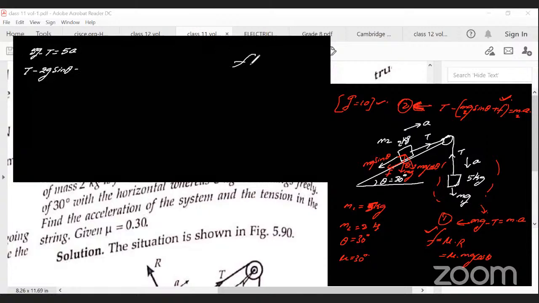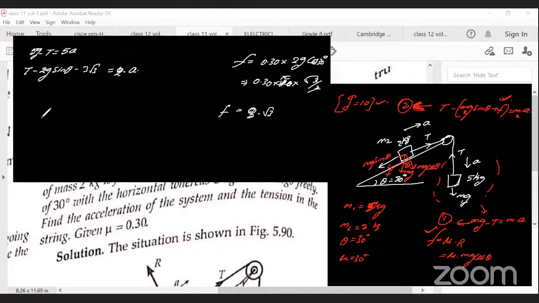F is nothing but your mu value 0.30 into m, which is 2g, into cos 30 degrees. This is your frictional force, which is equal to 0.30 into 20 into cos 30. What is the value of cos 30? Root 3 by 2. Here I take g as 10, and the 2 will get cancelled. So it is 0.30, which is 3 into root 3, multiplied with 10. 3 root 3 is your frictional force. So it is T minus 2g sin theta minus 3 root 3 is equal to 2 into a.